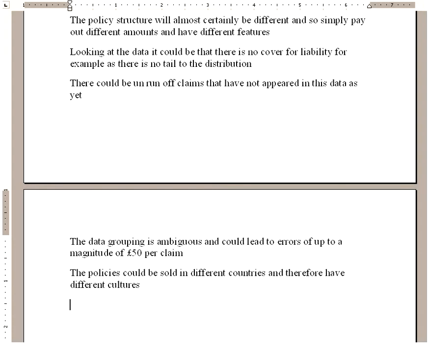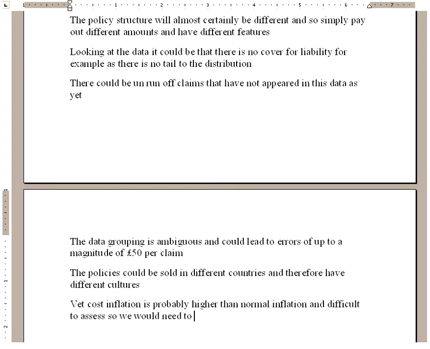And a big one we missed out is vet costs. Inflation is probably higher than normal inflation and difficult to assess, so we would need to build extra margins into the reserves.